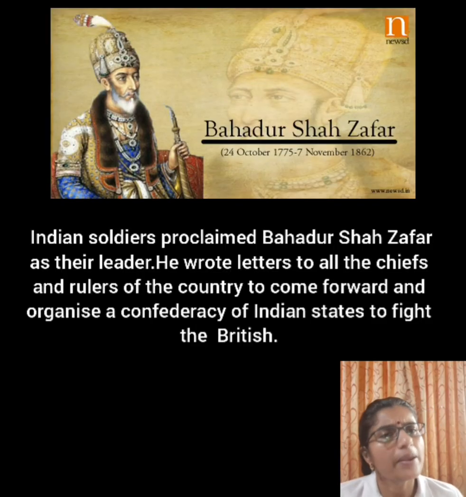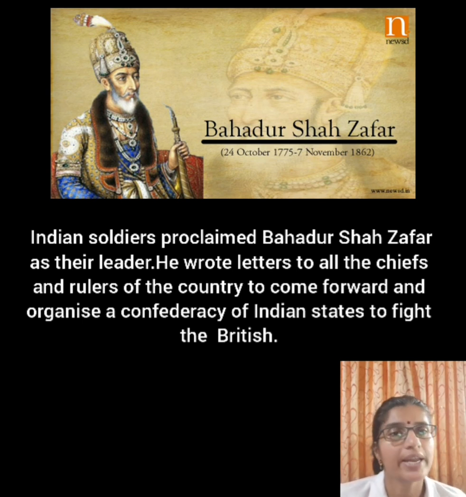After the event, the sepoys marched towards Delhi. As the news of their arrival spread, the regiments stationed in Delhi also rose up in rebellion. They met the Mughal Emperor Bahadur Shah Zafar and proclaimed him as their leader. The aging emperor had to accept this demand. Then he wrote letters to all the chiefs and rulers of the country to come forward and organize a confederacy of Indian states to fight against the British.